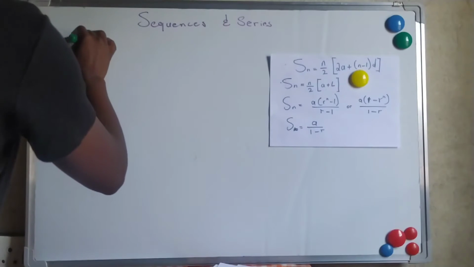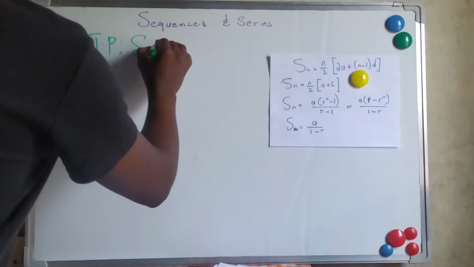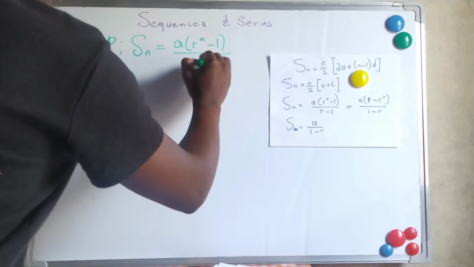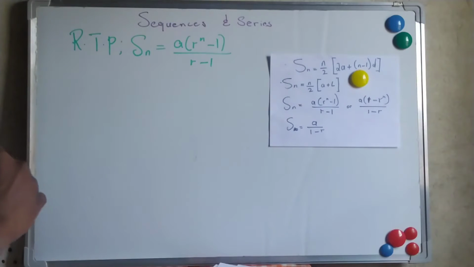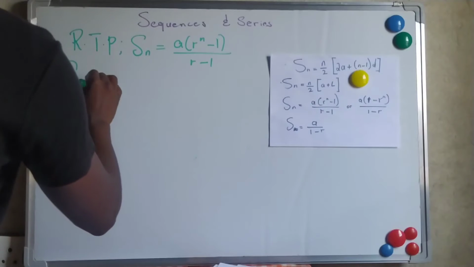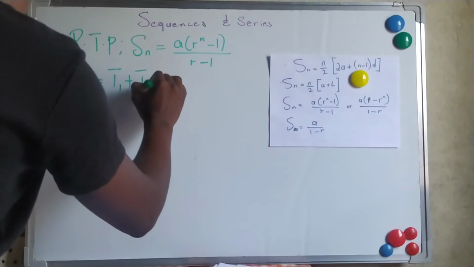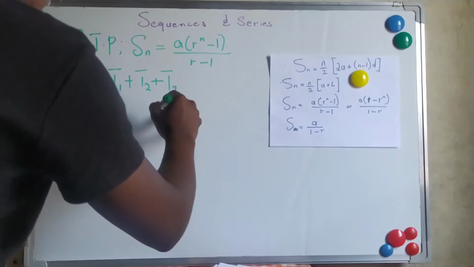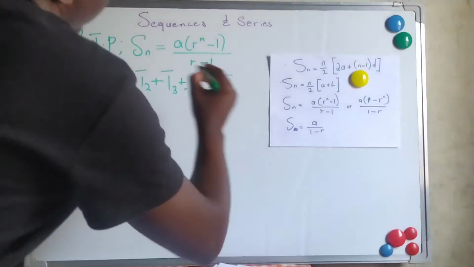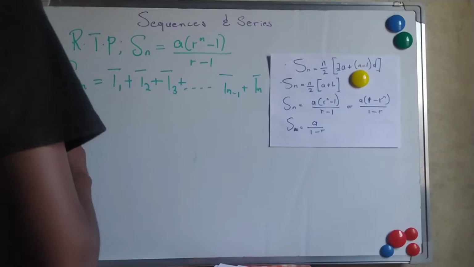Say you are required to prove that for any geometric series, you can find its sum using this equation. How would you go about it? The first step is to say that Sn is the sum of the terms in a series or in a sequence. So this would be something like T1 up to Tn minus 1 plus Tn. So this is the term before the last term.